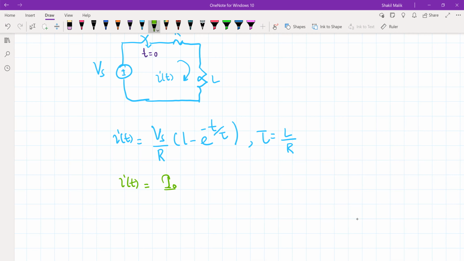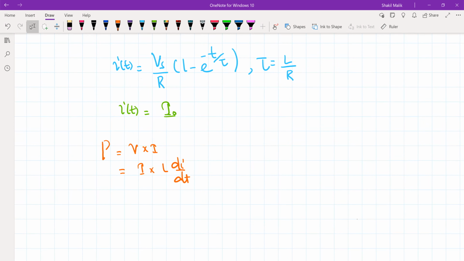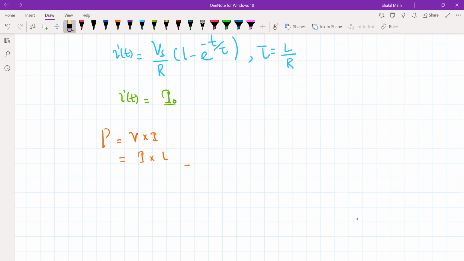Let's derive that. We know the instantaneous power in the inductor is given by the voltage across the inductor and the current through it. We can write it as I times V, where V is L di by dt. So it will be L I di by dt. This is the instantaneous power.